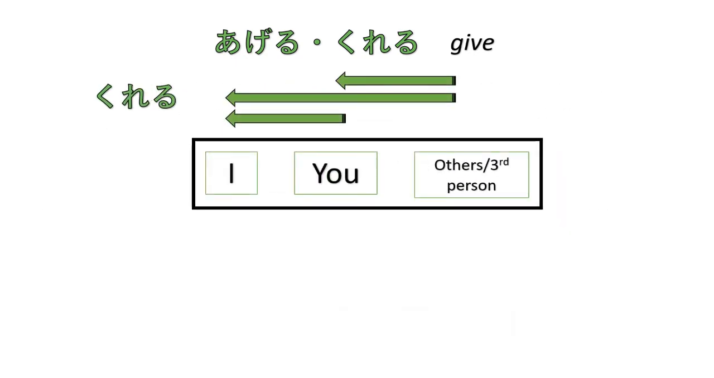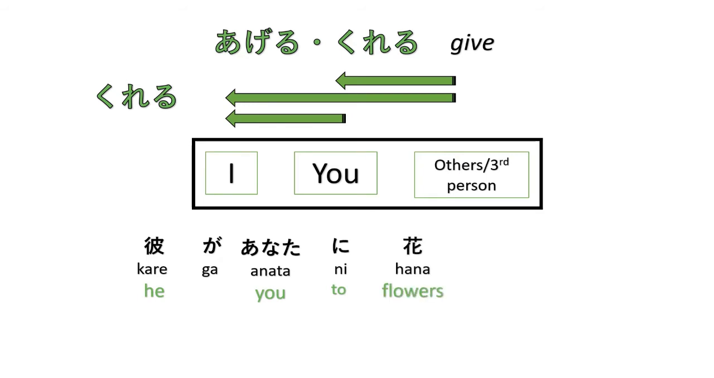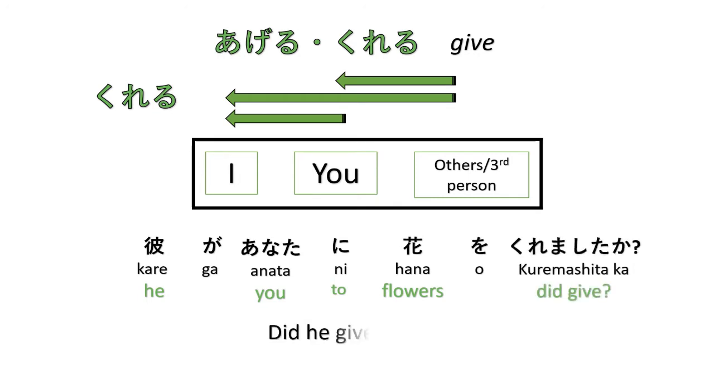Another example: kare ga anata ni hana o kuremashita ka? Here we have he as a third person, and the recipient is followed by the particle ni. Did he give you flowers? Here the arrow points from the third person, he, going to you. So this is kureru.